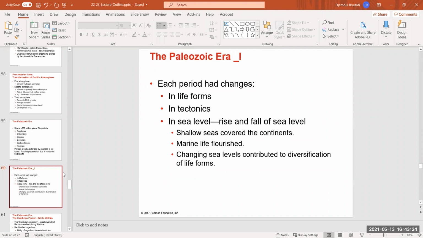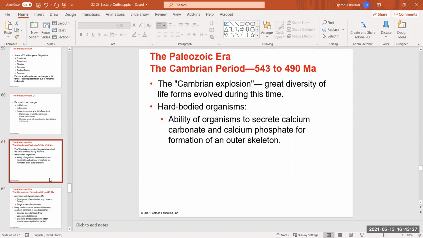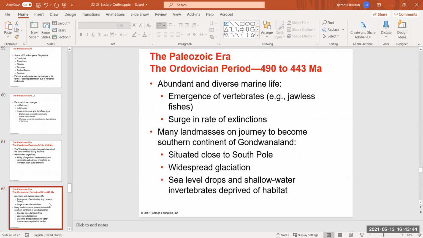So in sea level rise and fall of sea levels, because they help us understand how the early Earth was too. So the Cambrian Explosion is basically when life seems to have flourished every which way. But this period is also characterized by several extinctions. So abundant and diverse marine life and the formation of the first species with vertebrates in them, and the surge in the rate of extinctions. Many land masses journey to become southern Gondwanaland.